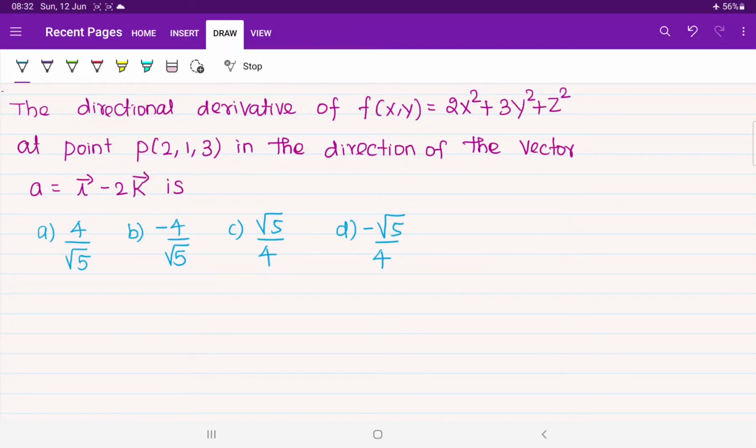So, in this session, we are going to learn how to solve directional derivative type of question. In your examination, if you are requested to identify the directional derivative of a function, how to do that? It's very simple. In this series, we are learning all the concepts directly through problems.